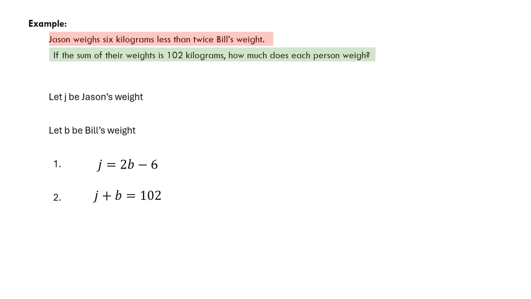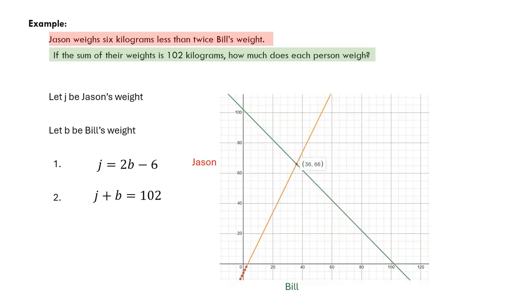Now that we have two equations, we can graph them and look for a point of intersection. When we graph these two equations, we can see that they intersect at the point 36, 66. The 36 represents Bill's weight, and the 66 represents Jason's weight.